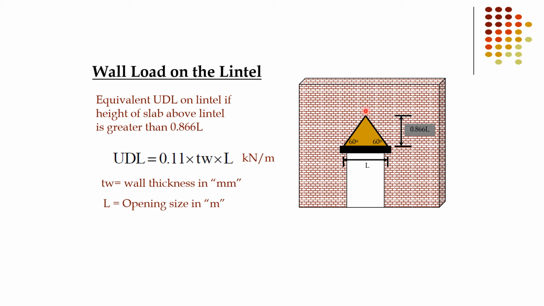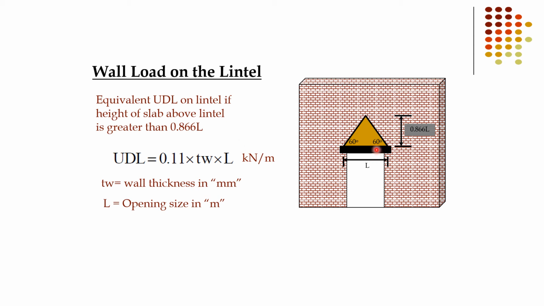above the lintel, and the slab is beyond, then the UDL will be calculated as 0.11 into TW, the thickness of the wall, and L is the length of the lintel, or the opening. So you will get the UDL for your lintel. You will design this lintel beam on this UDL loading.